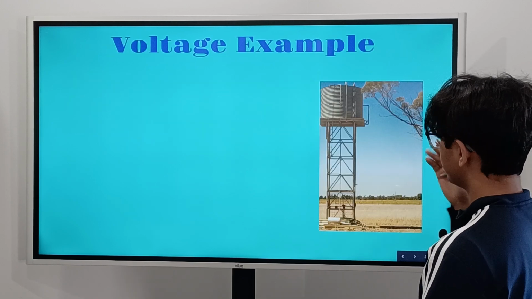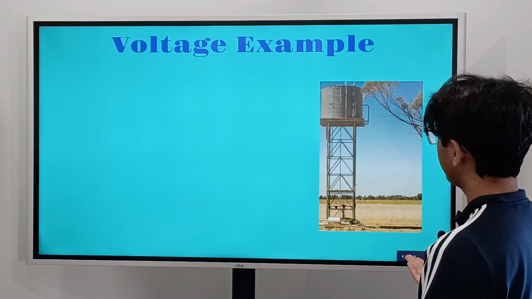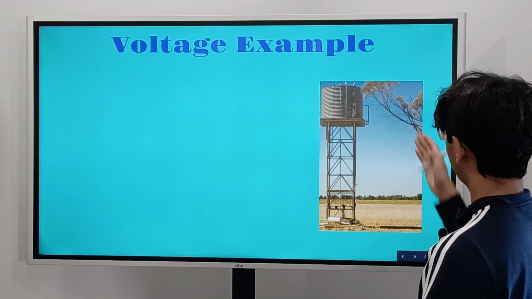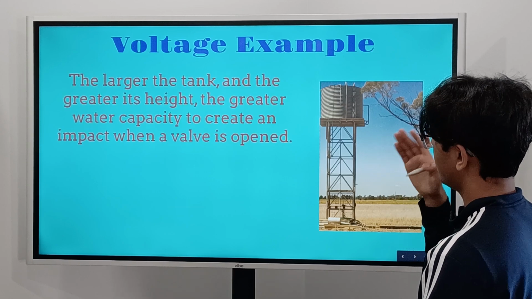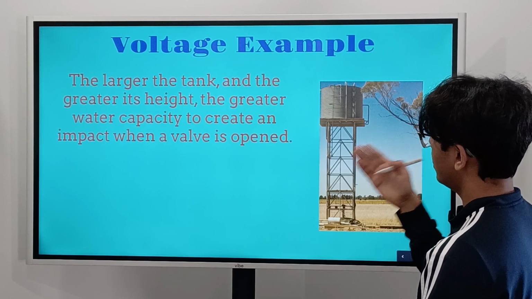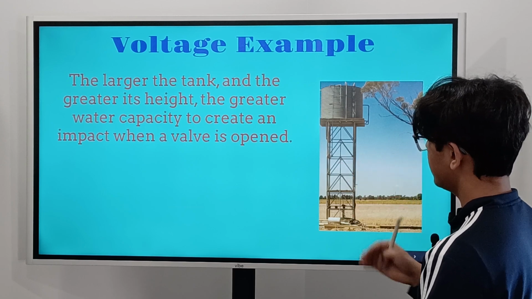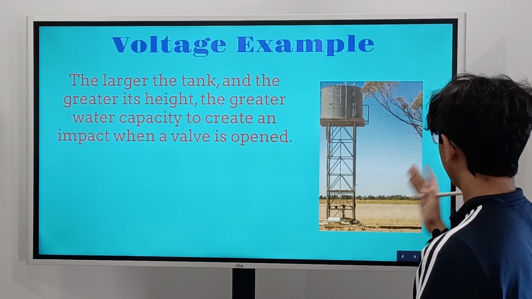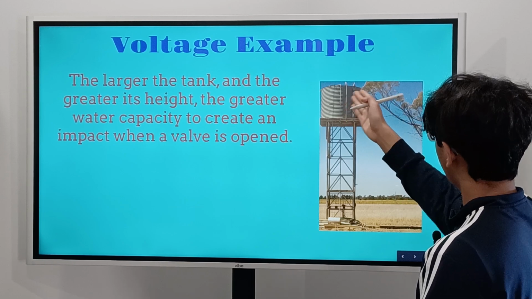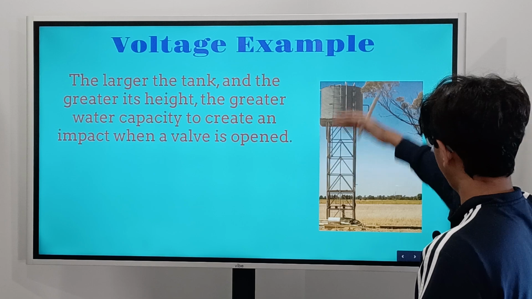Now let's go over a voltage example to give a clearer understanding of what voltage is. Here we have this tower image, and we're going to explain what this is. The larger the tank is, and the greater its height, the greater the water capacity it has to create an impact when the valve is open. Here, this is the water tank up here, and you can see that it's at a pretty high level.